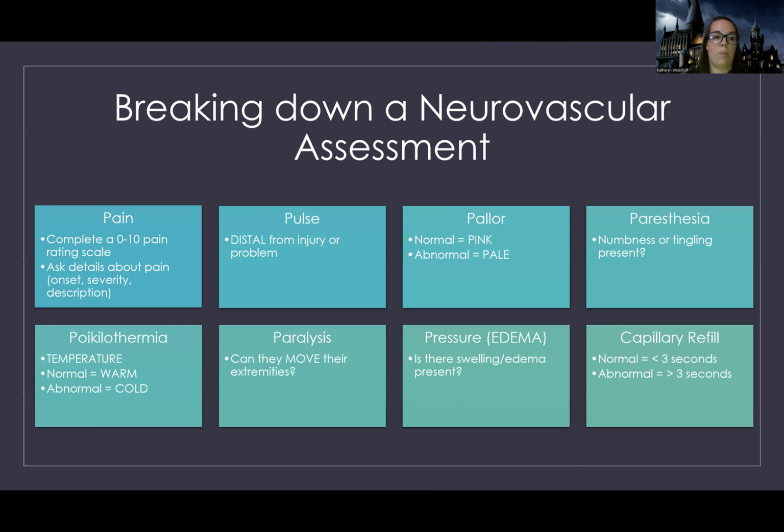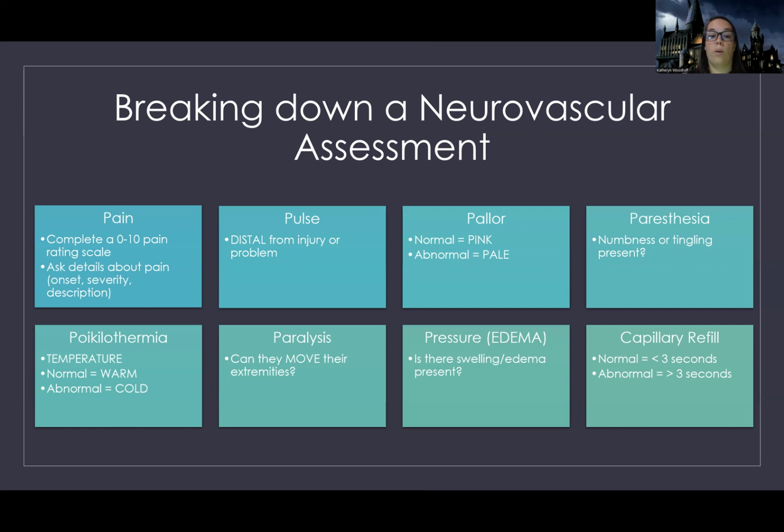Along with this, we want to ask them about that pain. When did it start? How severe is it? How would you describe it? We want to know a little bit more about it. Pain has to do with the neurovascular assessment because if a patient has no pain sometimes, or decreased sensation, that can obviously be an issue. But if a patient's having excruciating or very severe pain, this can be a sign of compartment syndrome or compromise, and that pain they're feeling is an ischemic pain, or a lack of blood flow pain.